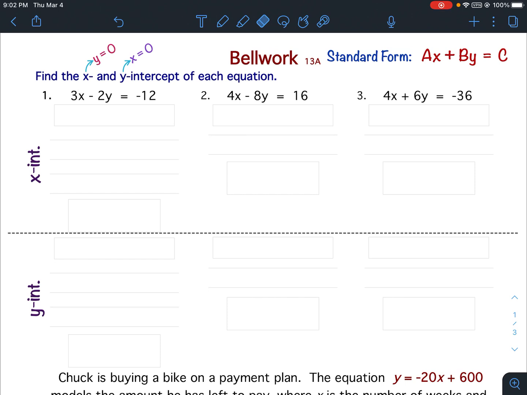So let's start. Well, first of all, pause your video. Make sure you have everything written down that I have. Also, take a moment and in this space here, go about halfway and draw a line across your paper. It doesn't have to be perfect. Just make sure we're separating the x-intercept from the y-intercept.